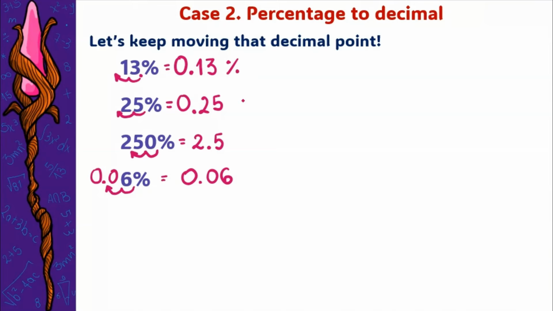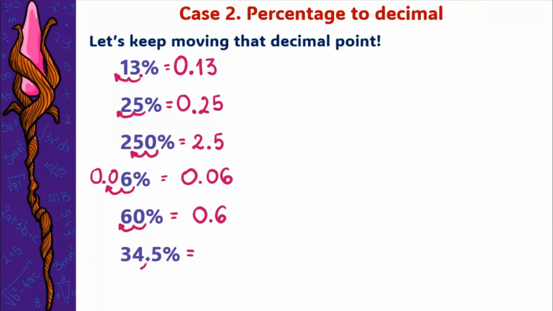You just need to leave it as 0.13 as a decimal. That is 13%. And notice here the difference with 60%. We put the decimal point here, it's going to give us a 0.6, the decimal point on the left of the 6.